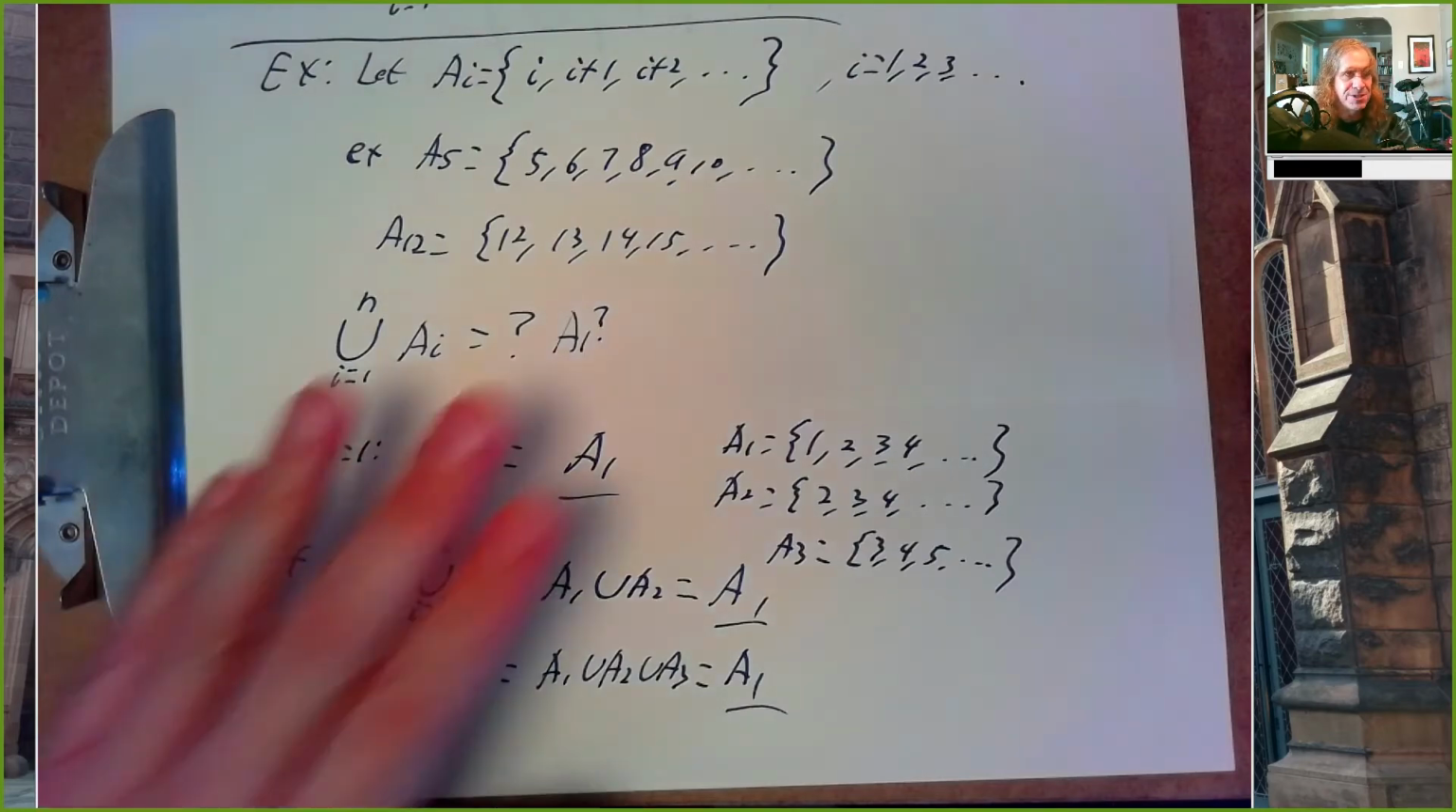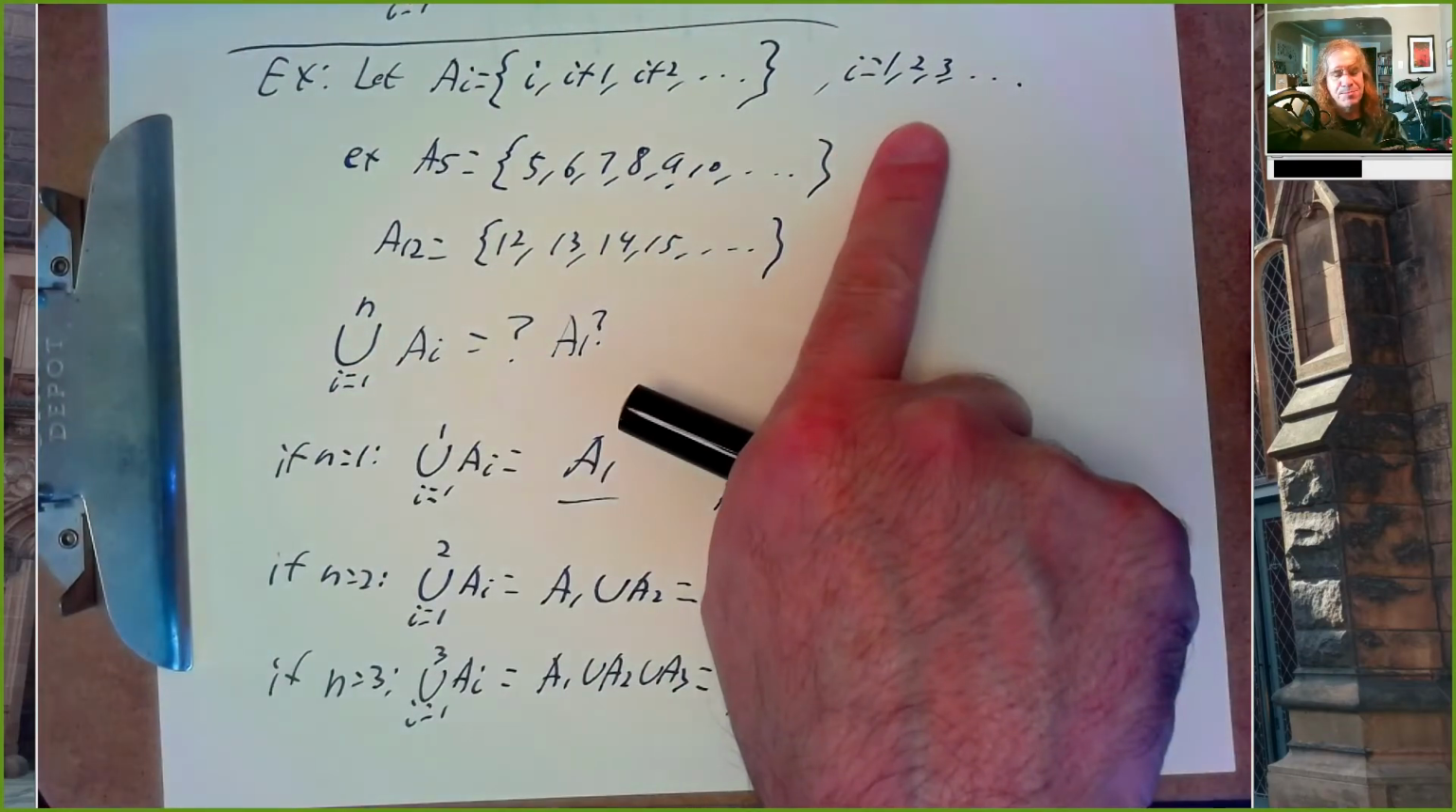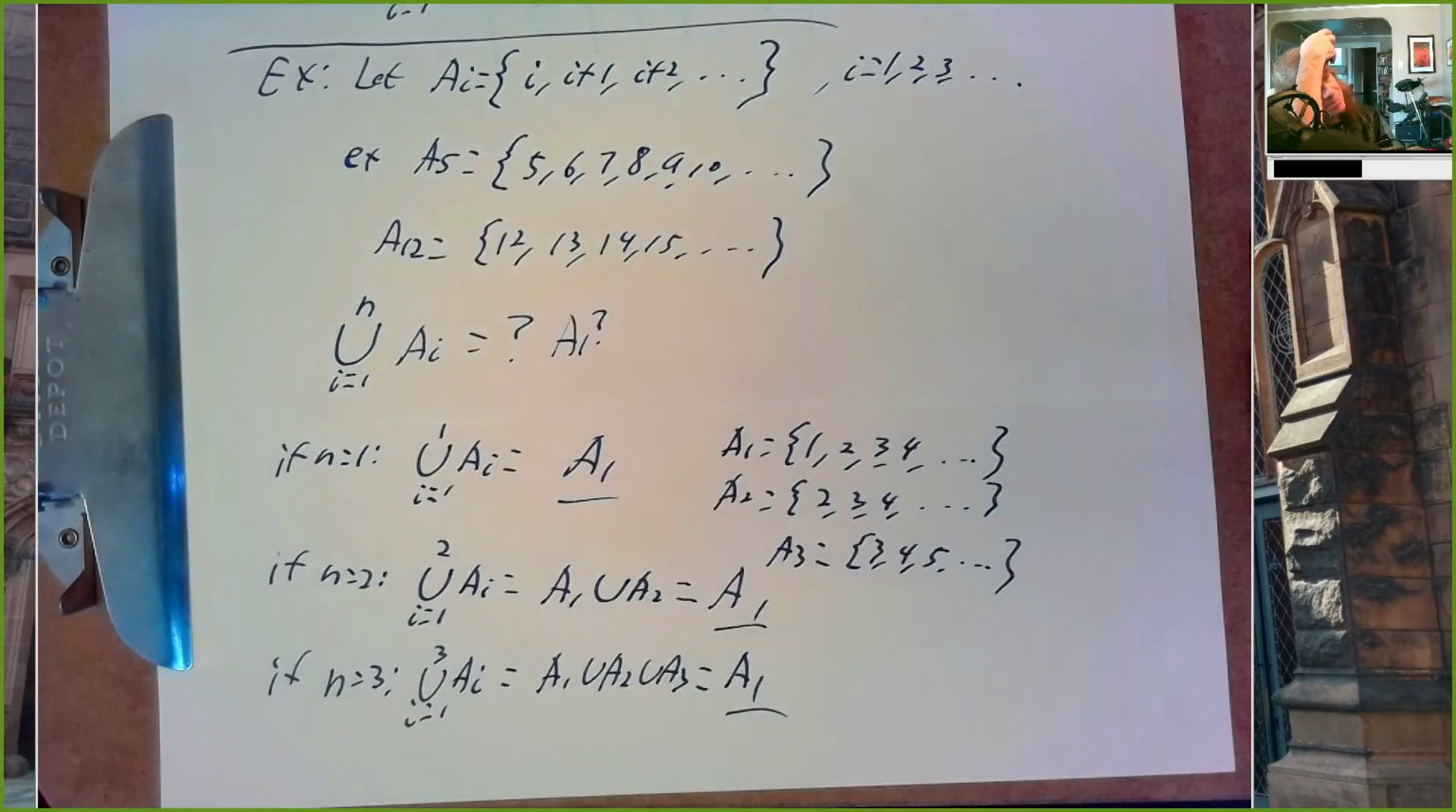And I'm restricting this to only look at where i is a positive integer. But we could define it to start from a negative number also, and that would give us some interesting other issues to think about. But for simplicity, we're just going to assume that i is bigger than or equal to 1. So there is no A0.